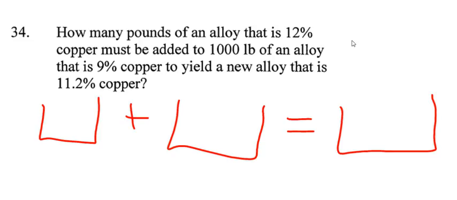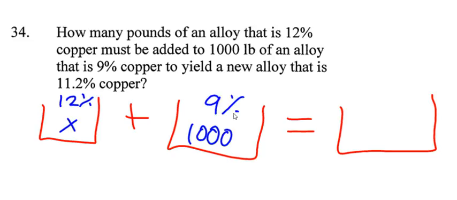So how many pounds of an alloy? That's 12%. We don't know how many pounds, so that's X. Must be added to 1,000 pounds. Now we do know how many pounds. That's 9%. To get a new alloy that is 11.2%. 11.2%. We don't know how much of this we're going to get. We can call it Y.